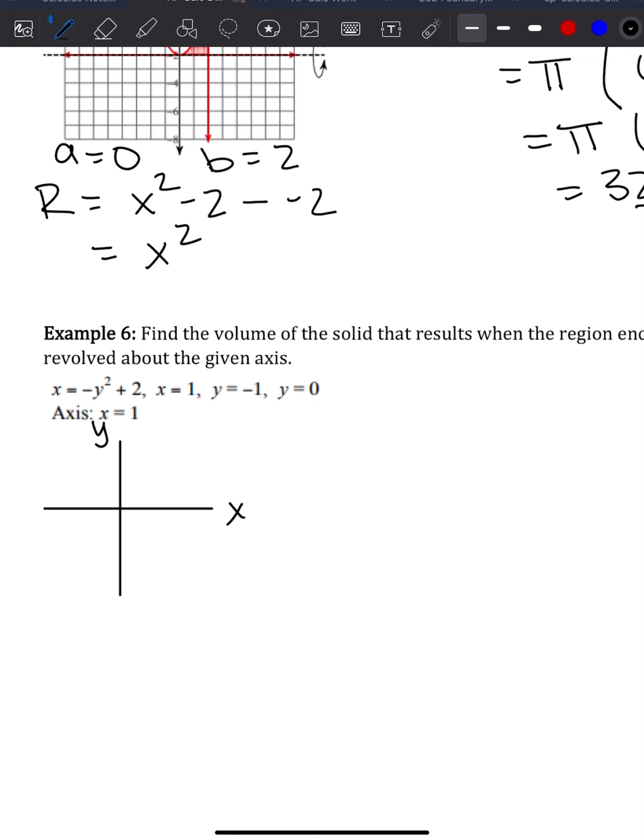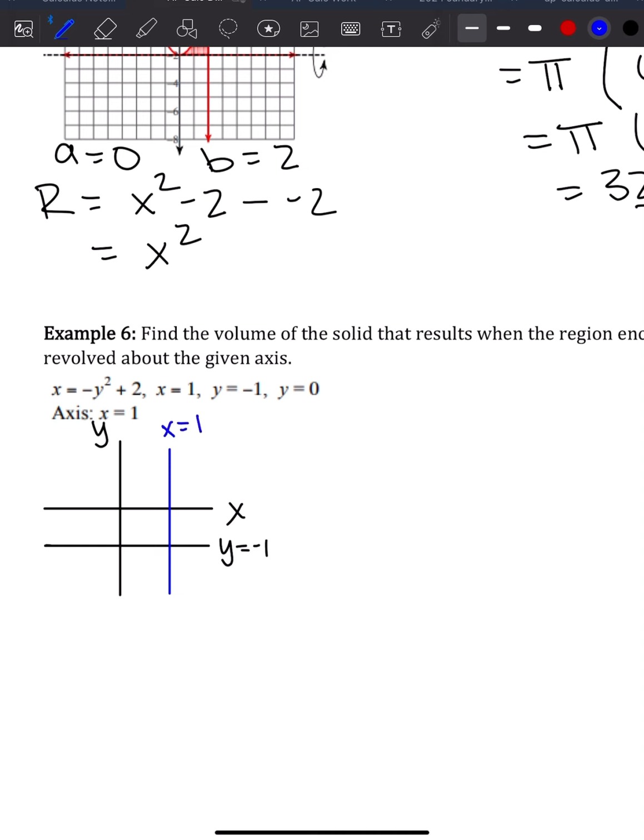So I'm going to draw in all of the y equals or x equals a number first, just to get them out of the way. So y equals negative 1 is a horizontal line at negative 1. Y equals 0 is a horizontal line at the x-axis. We have x equals 1. So this is x equals 1.